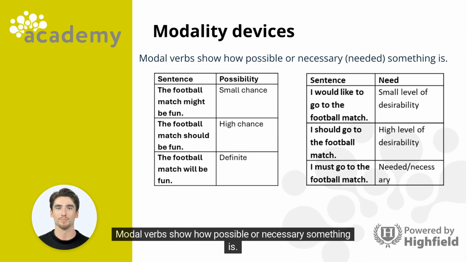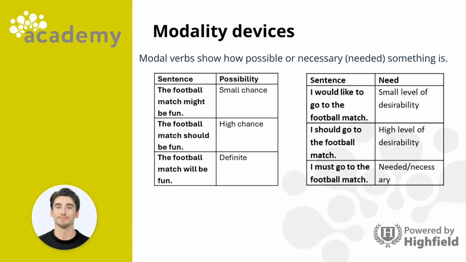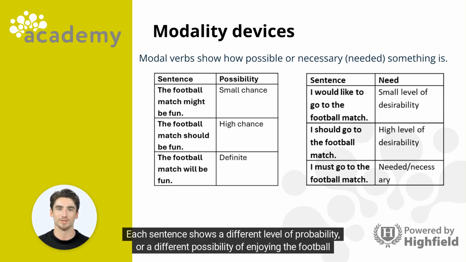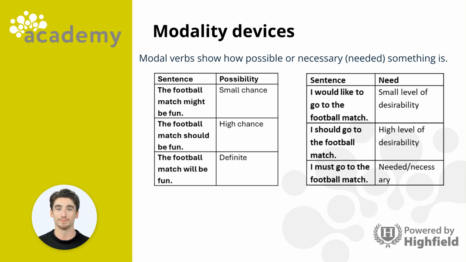Modal verbs show how possible or necessary something is. In Table 1, we can see there are 3 sentences about football. Each sentence shows a different level of probability or a different possibility of enjoying the football match. The football match might be fun.